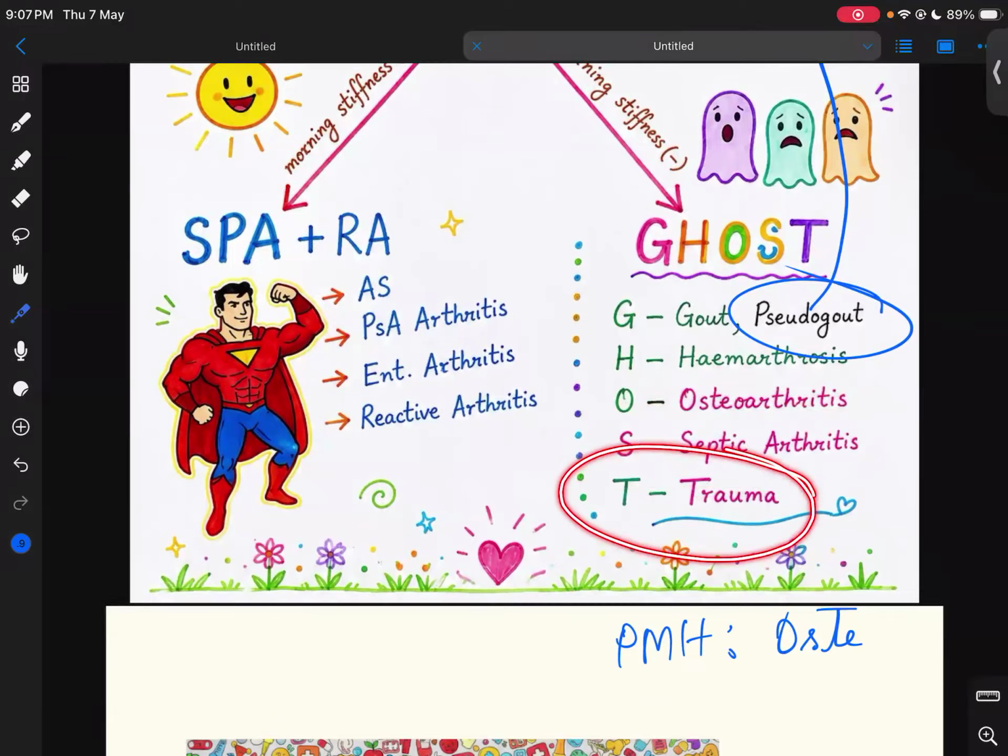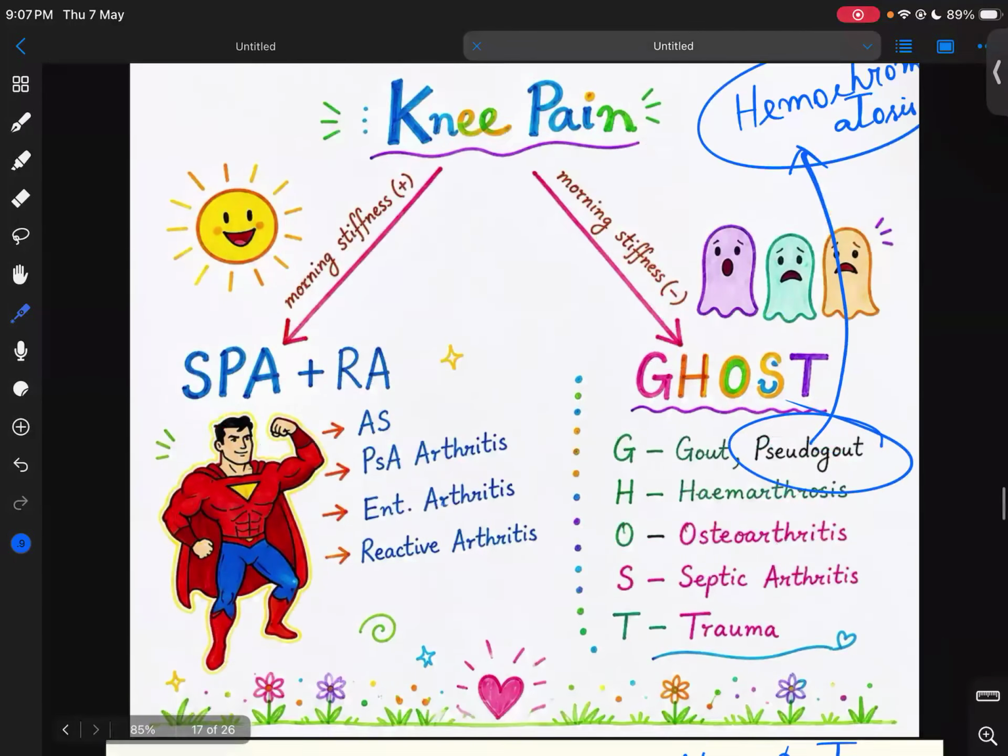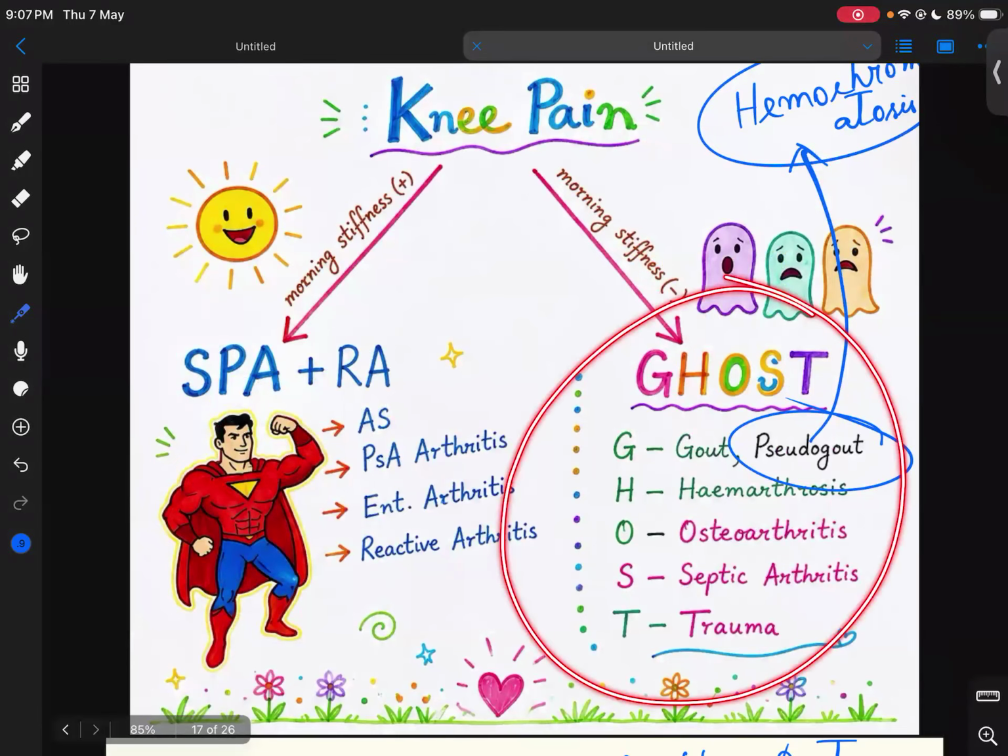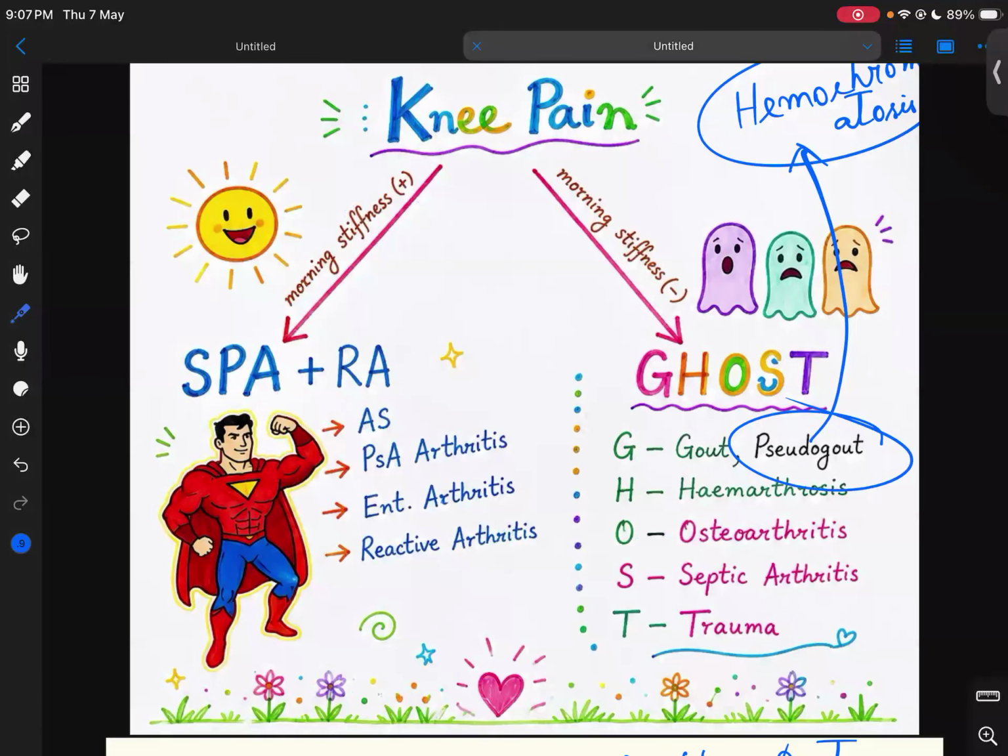The last case is trauma. We just have to ask any history of injury or not. And that's all for GOAT. If the case is mechanical knee pain, you can keep all the components of GOAT, but keep first the one that goes for the given case. And then tell the rest of them, but also mention what goes against the other differential diagnoses. I hope you got my point.